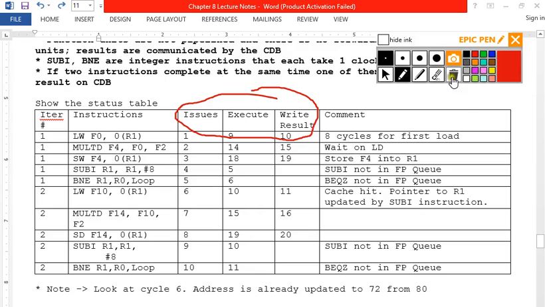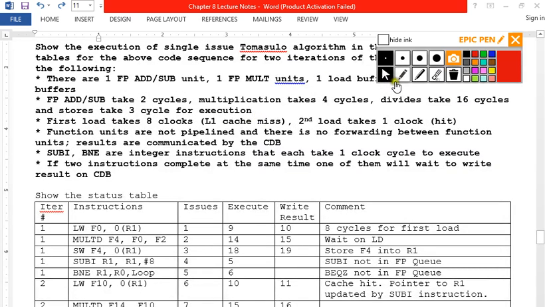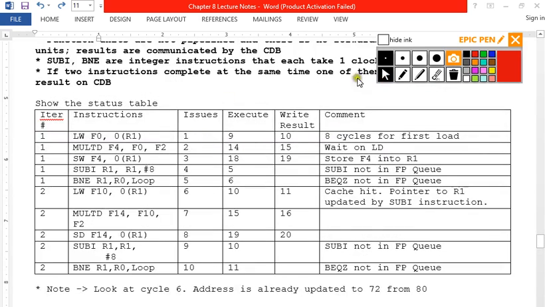So here we start out with load word. So if you recall, up here we said the first load takes 8 clock cycles because it's an L1 cache miss. So what we've represented here is you take the value, start with issue at cycle 1, it takes 8, right? And now we're at 9. And so what's going to happen is you take the next cycle to execute. You have 1 cycle to write the result.